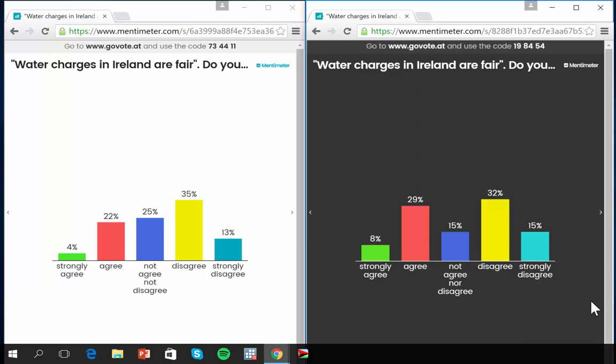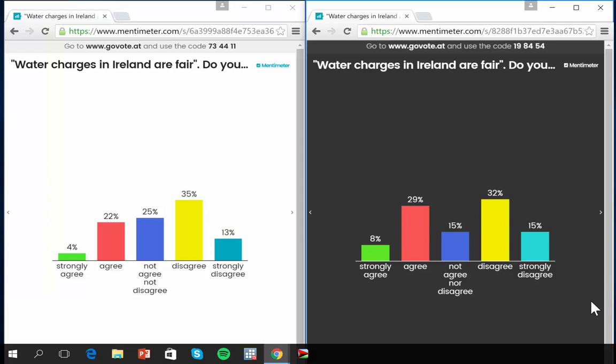What happens in your brain? You notice, okay, we need to get the money somewhere. And then I ask you the question about water charges, and you're more likely to say that water charges are fair. Because I put you in an emotional and cognitive state where you're thinking about government spending and money needing to come from somewhere. While in the other group, I didn't do that. I asked you the question about university and school funding after I asked whether water charges in Ireland are fair. Again, you see how this works out.